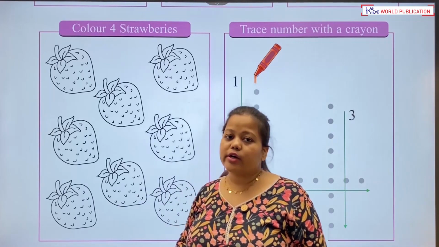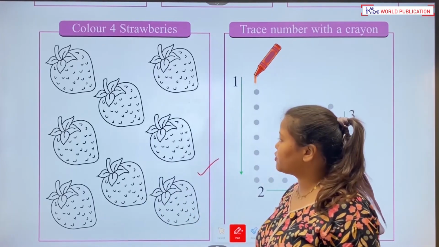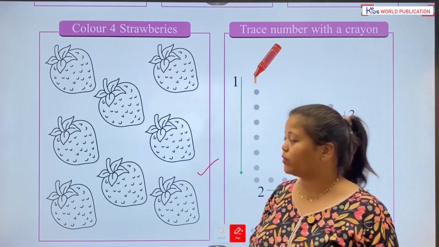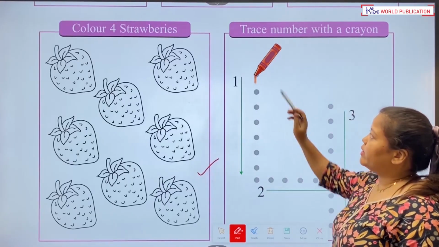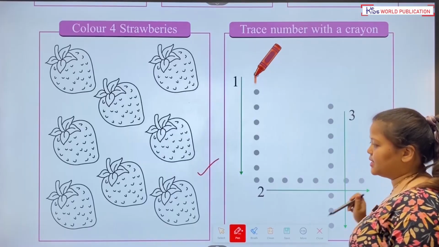Color 4 strawberries. So, kids, here you can see so many strawberries are drawn here. You will color only 4. Trace number with a crayon. So kids, with the help of crayon, you will trace it.